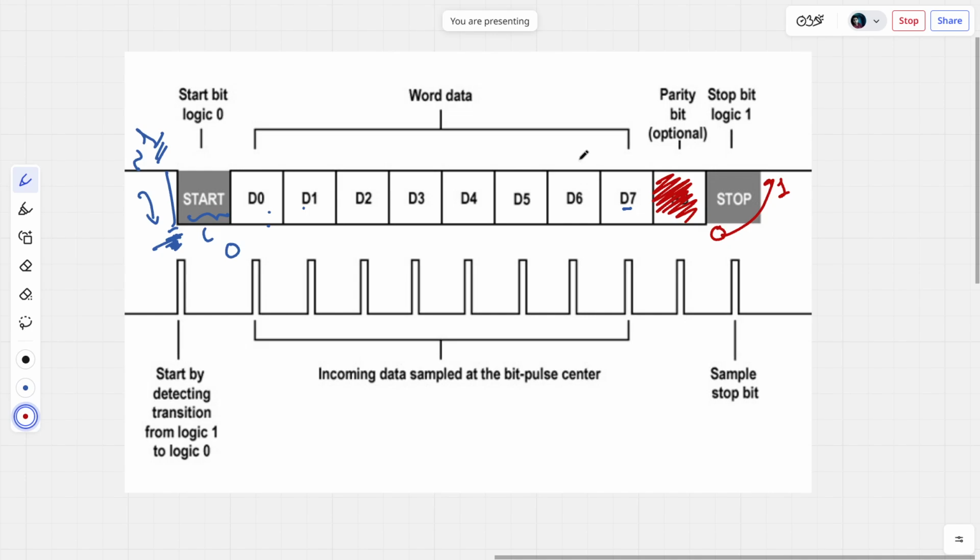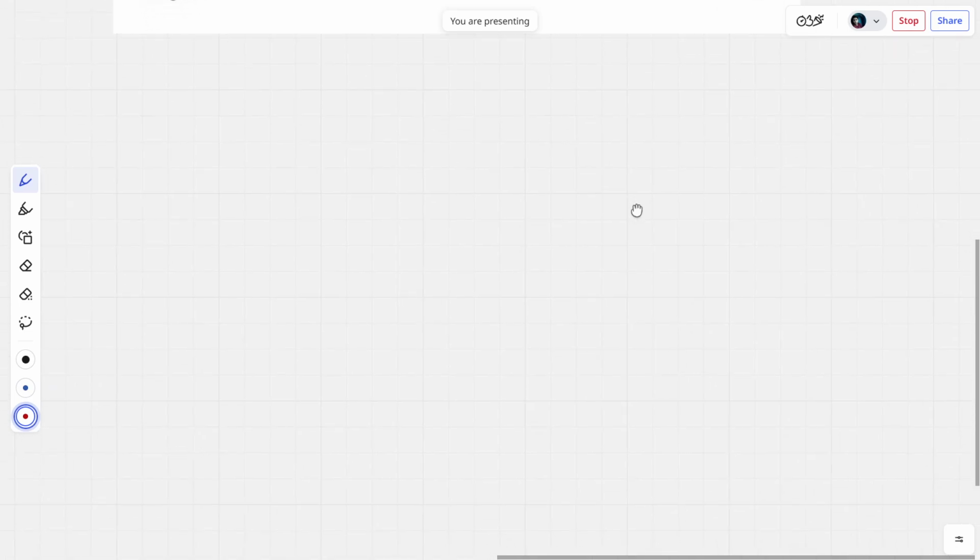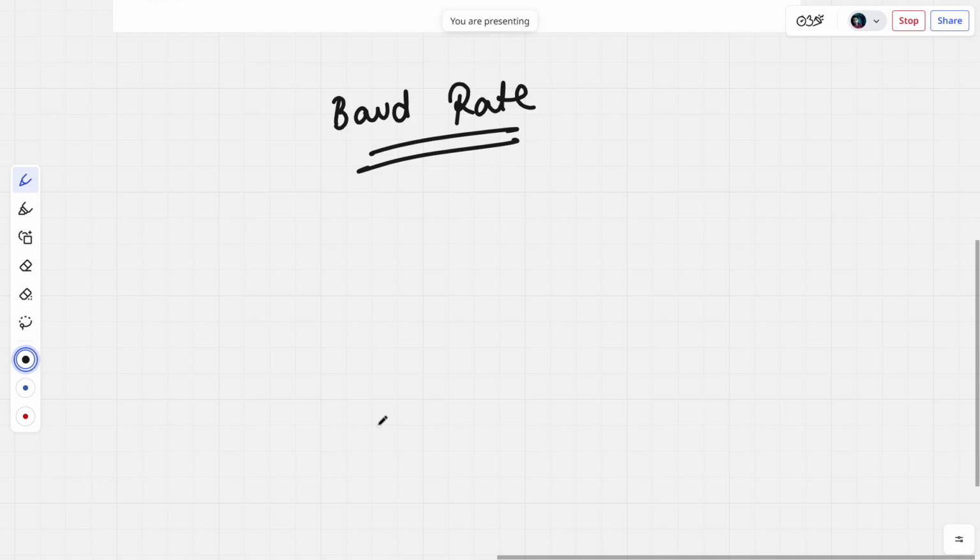Okay, then comes the final thing, the baud rate. Then we will discuss the main thing. It's the baud rate. So what is a baud rate? As UART doesn't have any clock, there is a possibility that your master is running at some clock speed and your slave is running at a different clock speed too.